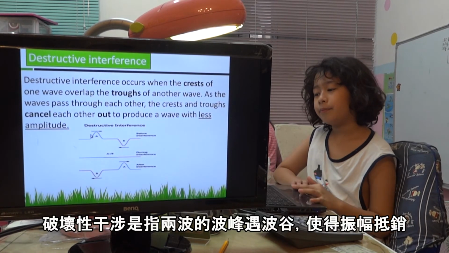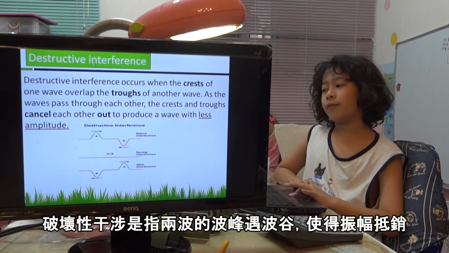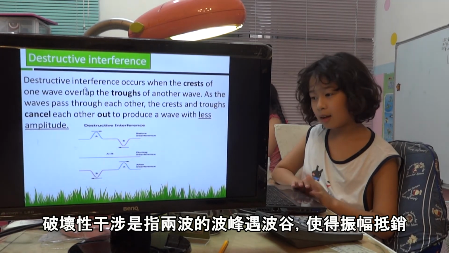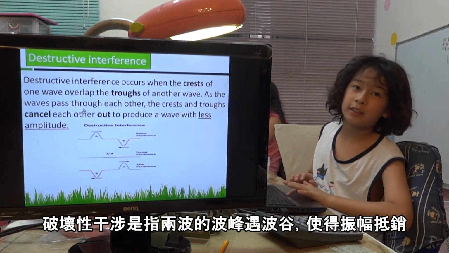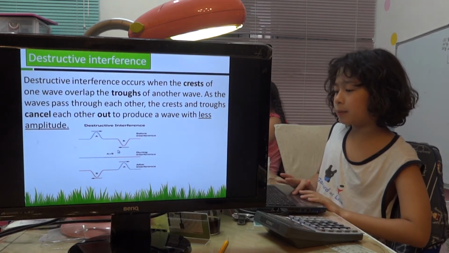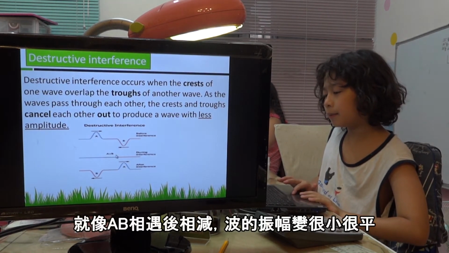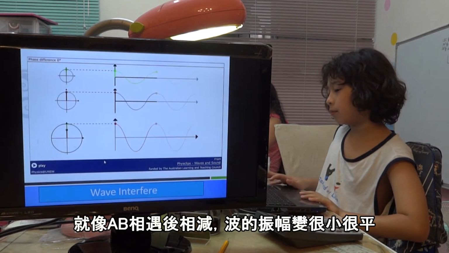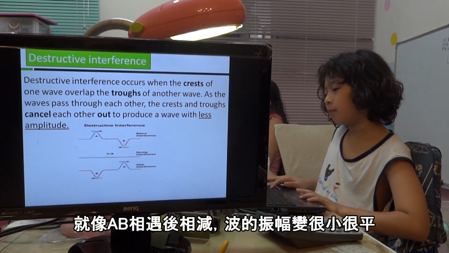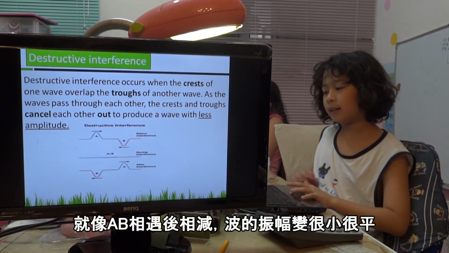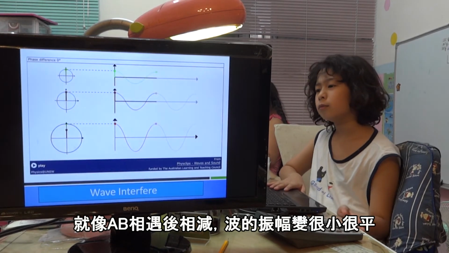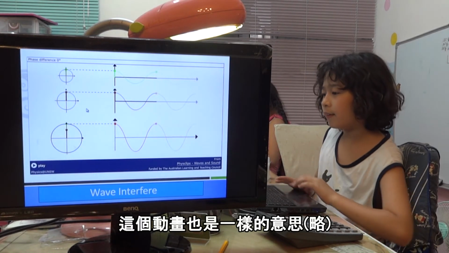But destructive is different. It's when a crest meets a trough or a trough meets a crest. It's different because they cancel each other out, like A minus B or B minus A, and then it becomes like that: a flat line or even less amplitude. Okay, you can find that.